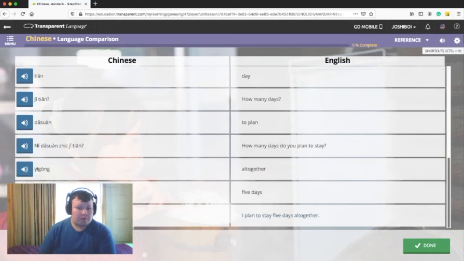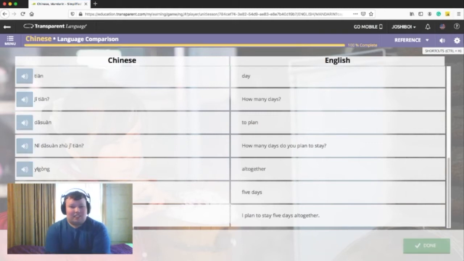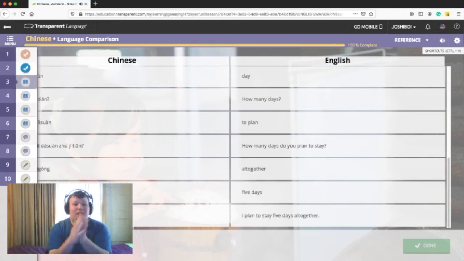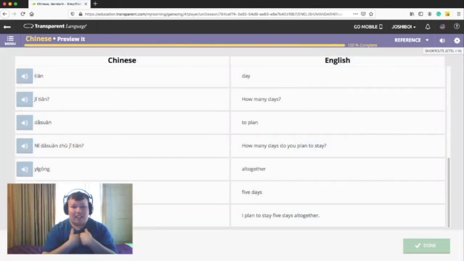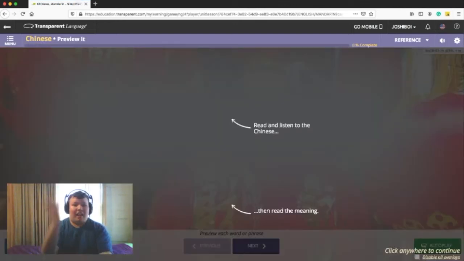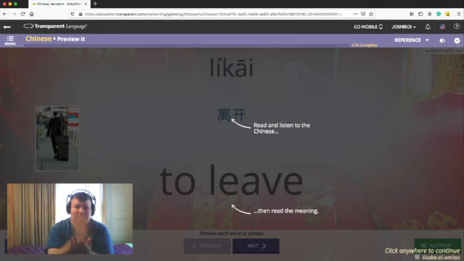我打算一共住五天。And it seems to me like it gets easier when I hear each part of the phrase and then have them put together. Then that seems easier to me too.